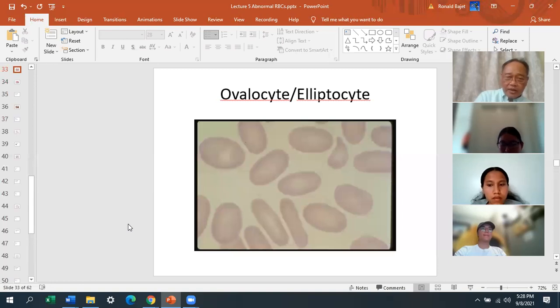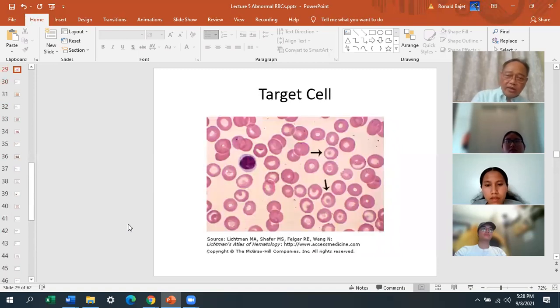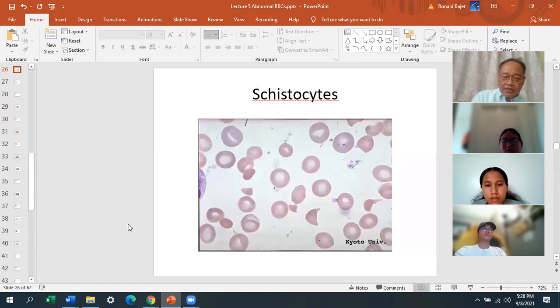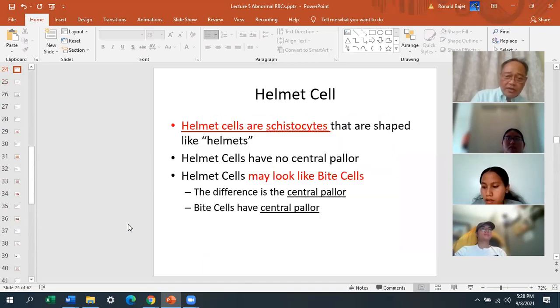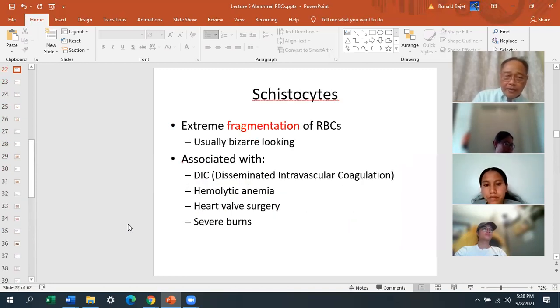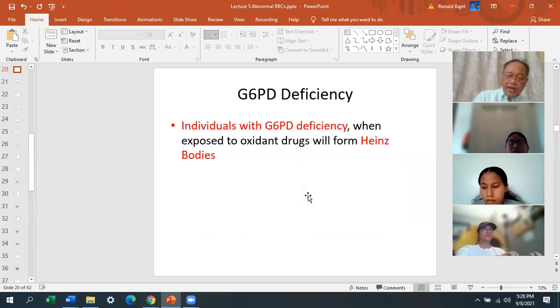Stomatocytes, okay? Ovalocyte, elliptocyte, sickle cell, alternate name drepanocyte, target cells, codocyte, schistocyte, no alternate name, but know the difference between a helmet cell and a bite cell. This is a helmet cell, no central pallor. Schistocytes can take on different shapes. They're fragmented, so this is destroyed red blood cells caused by destruction. Bite cells, notice the central pallor here. So you'll be given this slide, and I'll ask you, what is this, a helmet cell or a bite cell? Or you'll just tell me what it is.